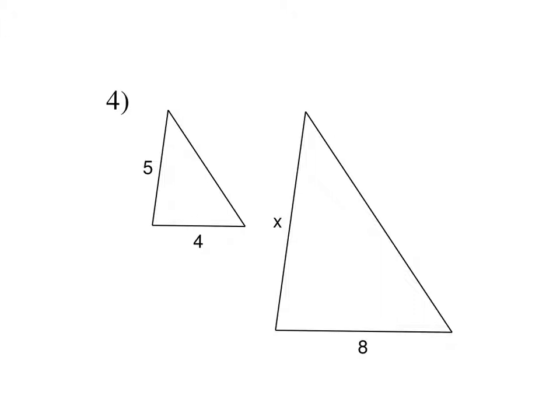Alright, so let's do this one here. These two figures are similar to each other. So once again, I'm going to figure out the corresponding sides and what they are. So this 5 is going to correspond with this x. This 4 corresponds with this 8, because they are the same sides. They're corresponding sides. Alright, so let me write this in proportion form. So for the triangle that's on the left, I can say 5 over 4 is going to be equal to x over 8.